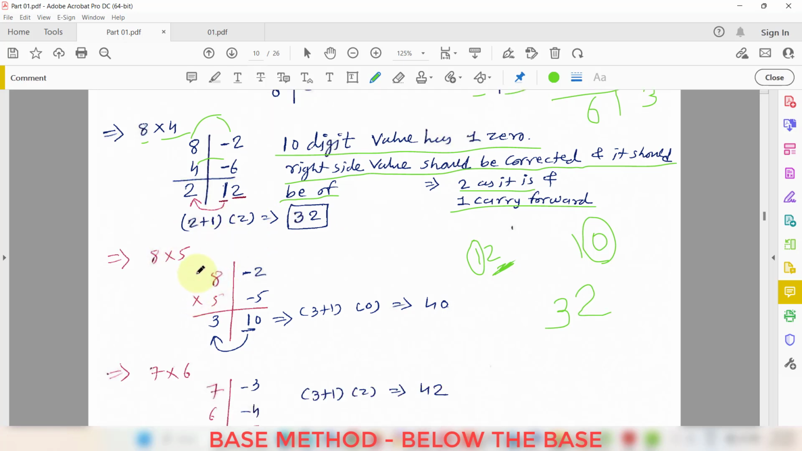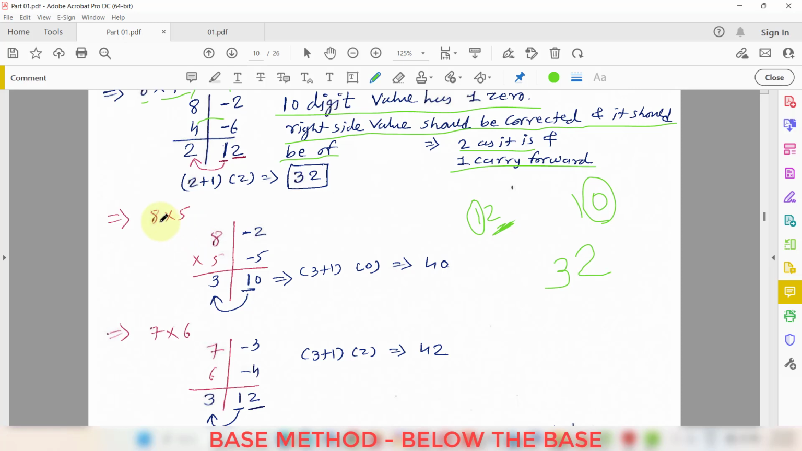Let me also explain this by one more example. 8 multiplied by 4. Okay, so 8 is below 10 by how much? Minus 2. 5 is below 10 by how much? Minus 5. So 8 minus 5, that is 3. 5 minus 2, that is also 3, and 5 2s are 10. So 0 I will write right here, and here 3, 3 plus 1, that is 4. So my answer will be 40.